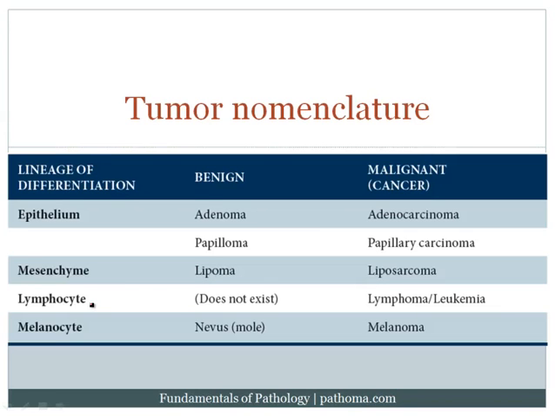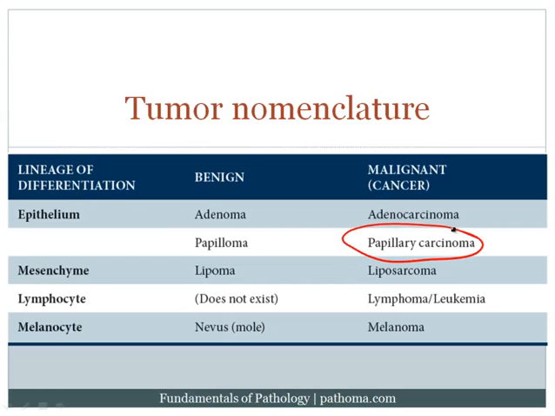And each of these individual types of cells can develop tumors, and when they develop tumors, those tumors can be benign or malignant. So, for example, a benign tumor of epithelium, when it produces glands, is called an adenoma. And a malignant tumor of epithelium, when it produces glands, is called an adenocarcinoma. A benign tumor of epithelium, when it creates papillary finger-like structures, is called a papilloma. And a malignant tumor of epithelium, when it creates papillary finger-like structures, is called a papillary carcinoma.